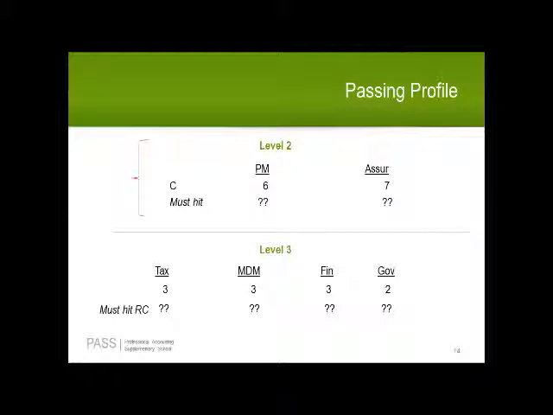Finally, Level 3 looks at the other 4 competencies. Say there were 3 primary indicators in tax, MDM, and finance, and 2 in governance. Here you have to hit region competent, probably once in each. Though if there's only 2 indicators in governance, it is likely governance would be excluded from this calculation, and it would not matter what you scored in governance in this level.